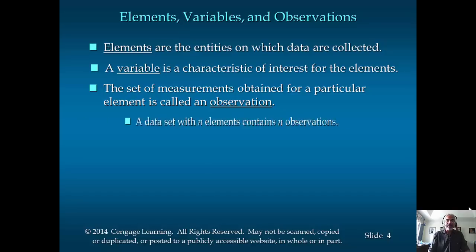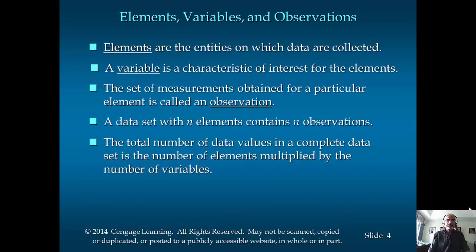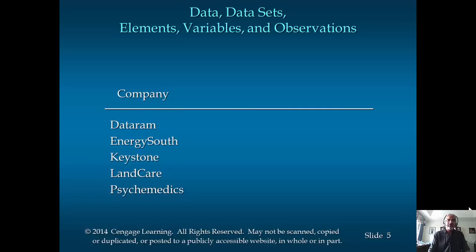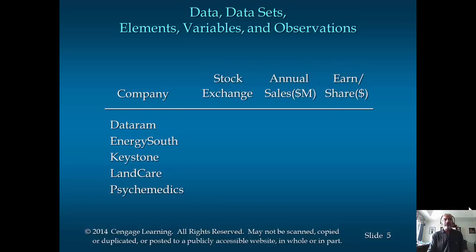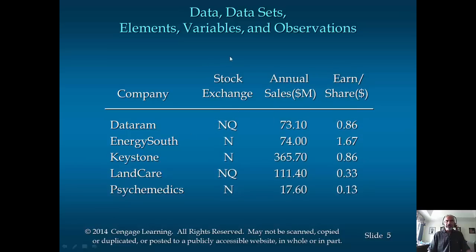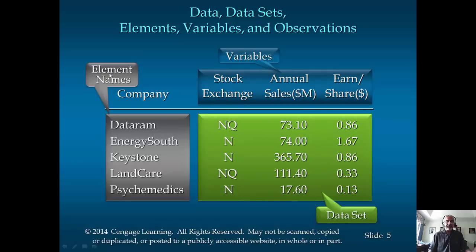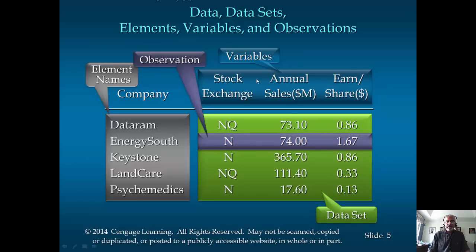Let's look at an example of that. Here we have the stock market information about different companies. We're going to collect data about which stock exchange the stock is listed on, what the annual sales are, and what the earnings per share are. So here the companies are the elements, because the companies are the ones from which we make the observation. The values that we collect are the variables: stock exchange where it is listed, annual sales, and earnings per share.